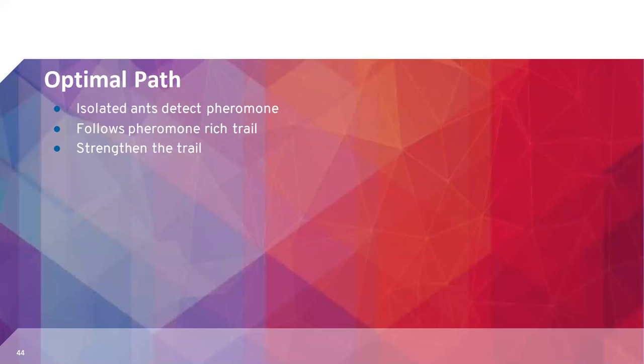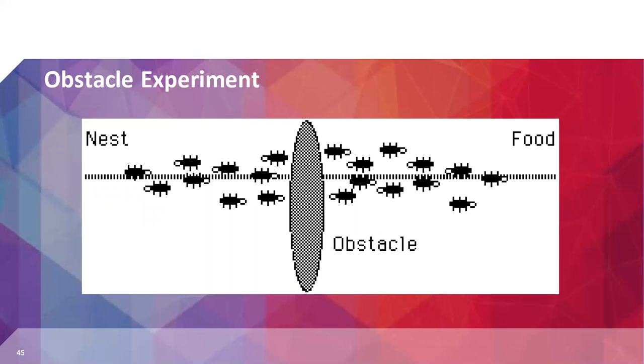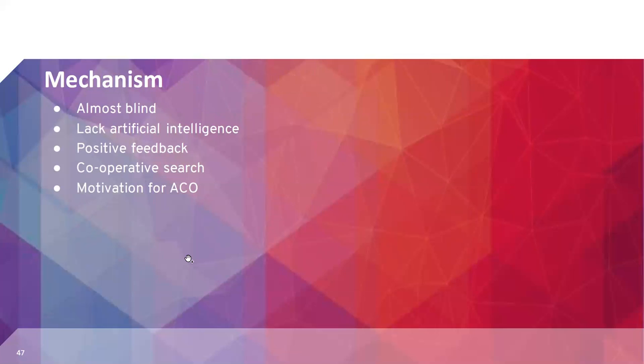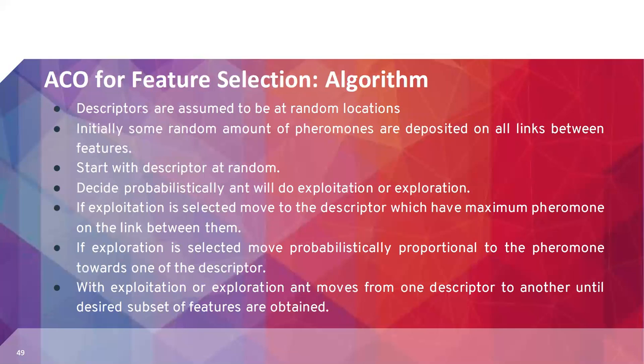This methodology can be used for solving several optimization problems. When people placed obstacles in their path, the ants again found their way to a new steady state, which is the optimal route from the nest to the food source and back. So this methodology can again be used for attribute selection.